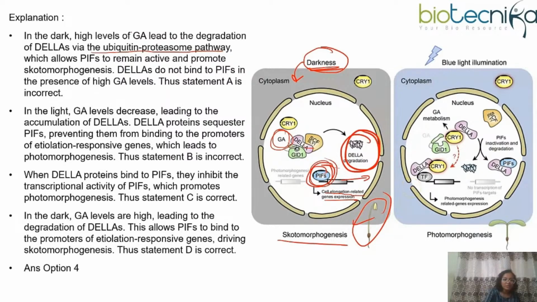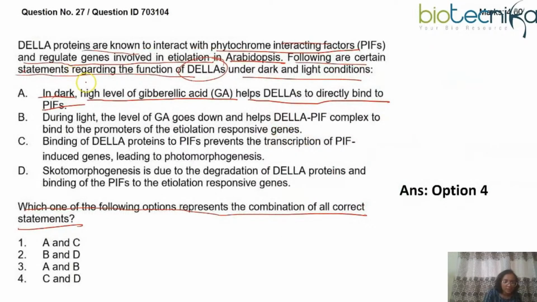So first statement is incorrect. In dark, high levels of gibberellic acid, this part is correct. But DELA directly binding to PIF, that is not correct. Now second, during light, the levels of GA go down and helps DELA-PIF complex to bind to the promoters of the etiolation responsive genes. Now what is wrong with this sentence?